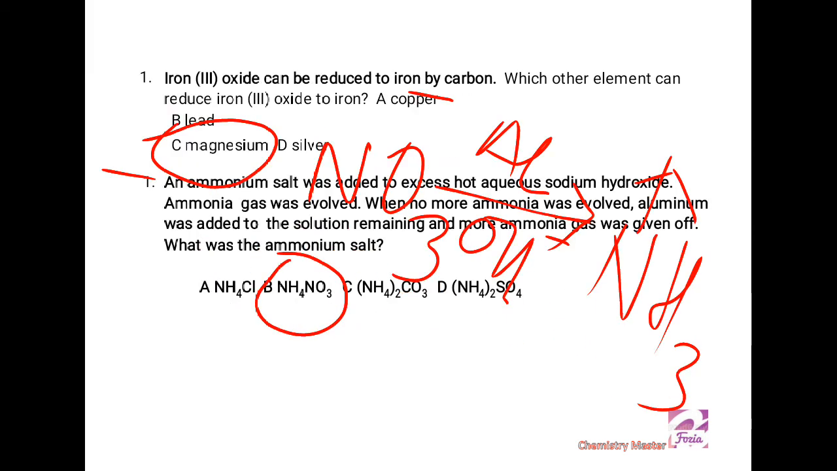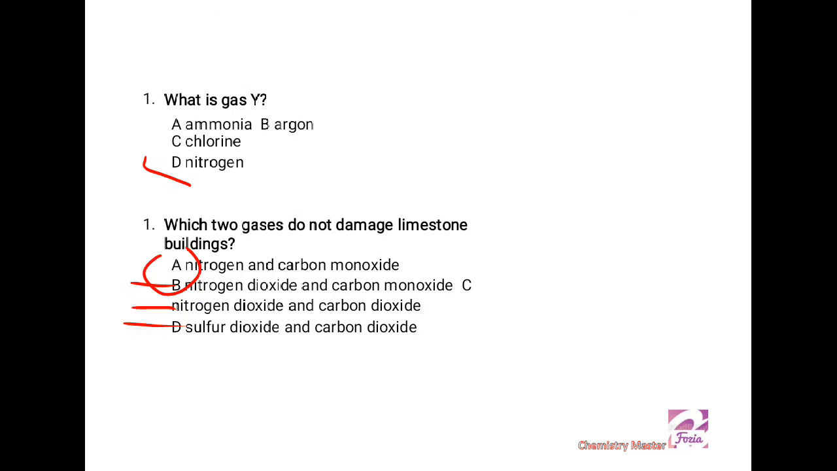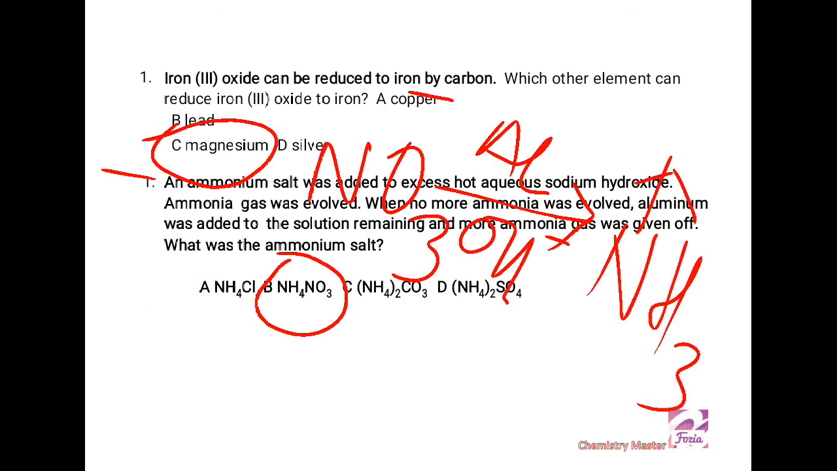The next part is, describe how a pure sample of aqueous ammonium nitrate can be prepared from dilute nitric acid. Again, this is the worldwide method for the production of ammonium nitrate. It is usually prepared by neutralizing nitric acid with ammonium hydroxide or ammonium carbonate.